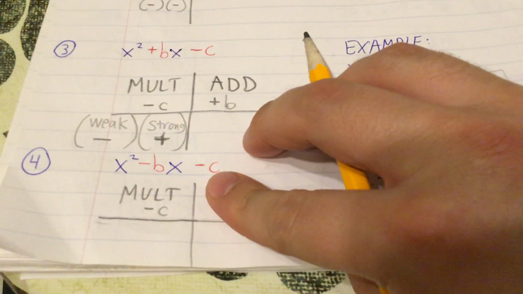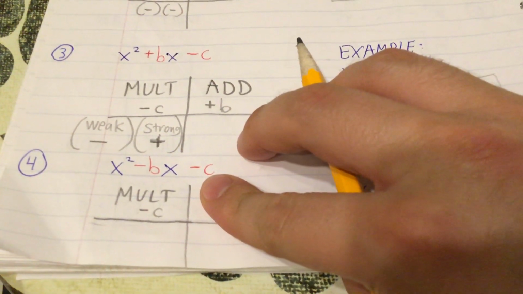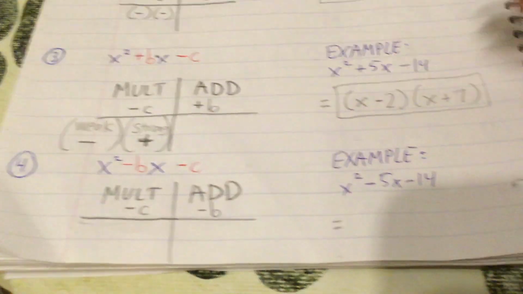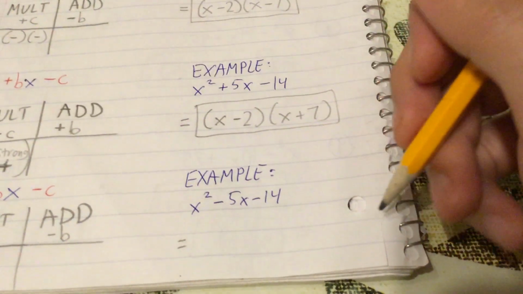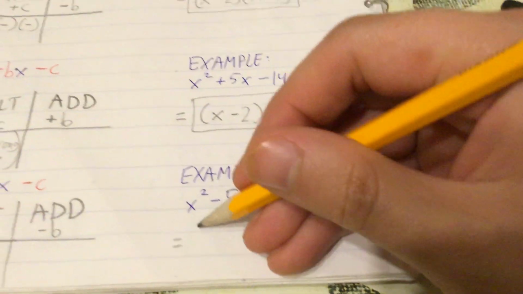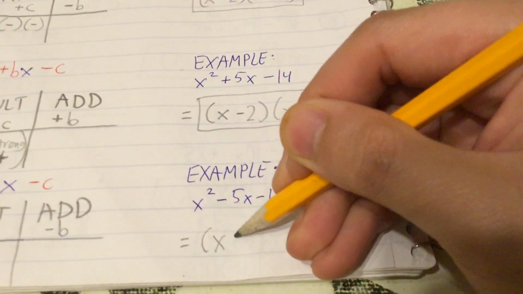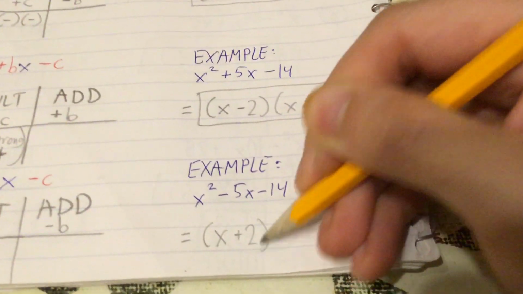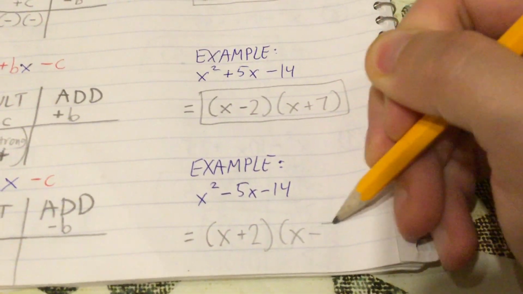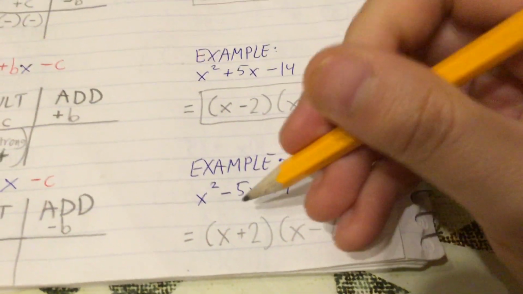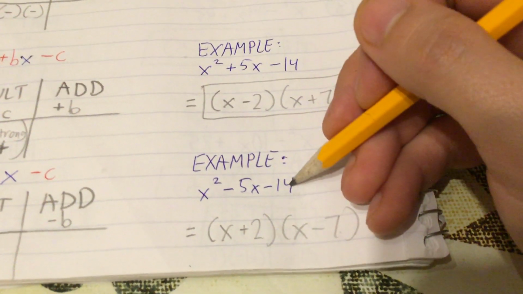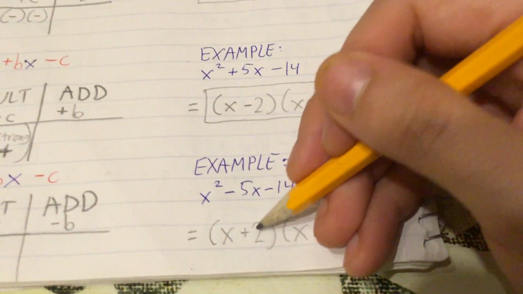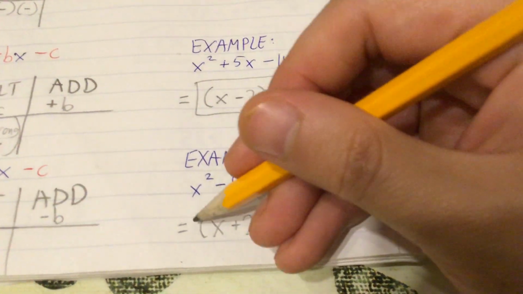Two numbers that multiply to a negative have to be one of each, one positive, one negative. So in this case, the negative has to be stronger than the positive. So the factored form is going to be x plus 2, x minus 7, because positive 2 times negative 7 is negative 14. Positive 2 plus negative 7 is negative 5.